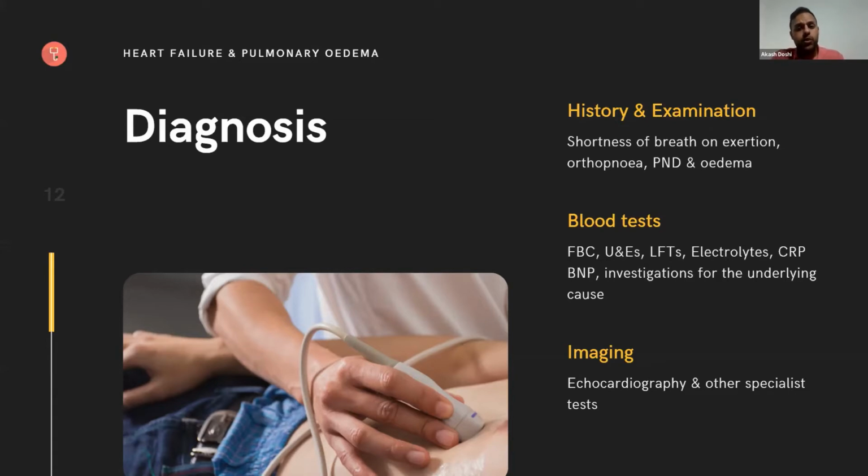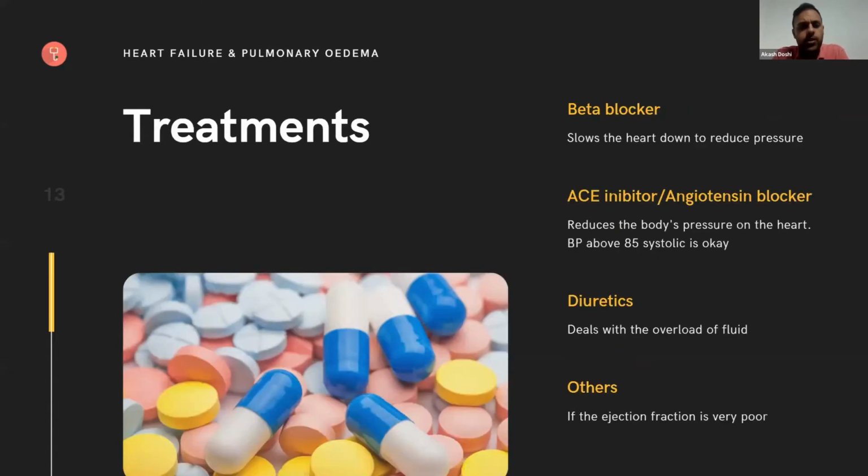We'll also want to organize some investigations for the underlying cause. Is it something to do with the heart, so primary heart failure, like a problem with a valve, or scarring from a previous heart attack? Or is it that the patient's diabetic or has high blood pressure or thyroid problems? We'll then want to start some treatment.